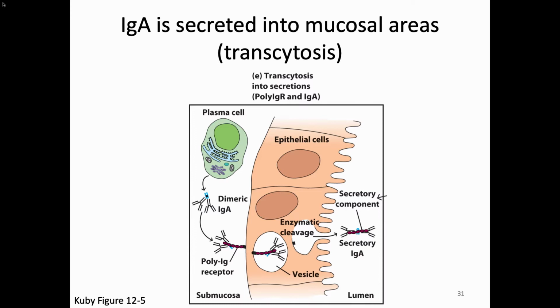This process is called transcytosis. We're going across a cell. We don't want this to get degraded or anything bad to happen to it, and we're just doing FedEx to move it to a different location. That happens because of this Fc receptor that in fact binds to the special J chain that IgA has. It's J chain binding.